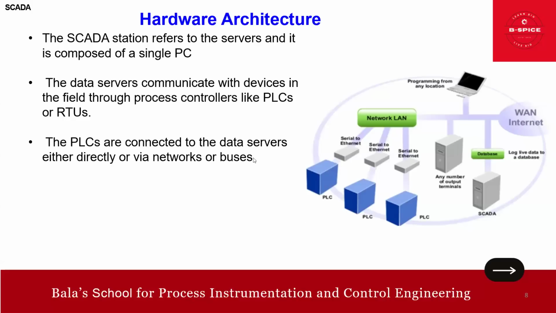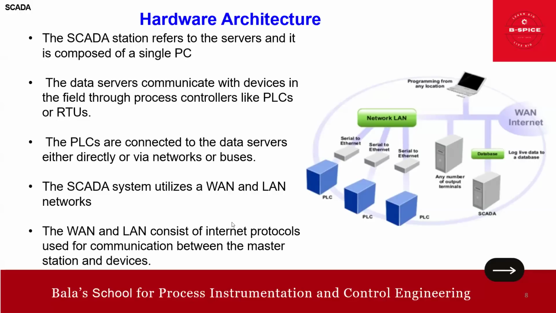The PLCs are connected to the data server either directly or via network or bus. That's what this is, right? So the SCADA system utilizes WAN or LAN networks. So this is a WAN and this is a LAN. The WAN and LAN consist of internet protocol used for communication between master station and devices. So that is the purpose of this. Clear, right?